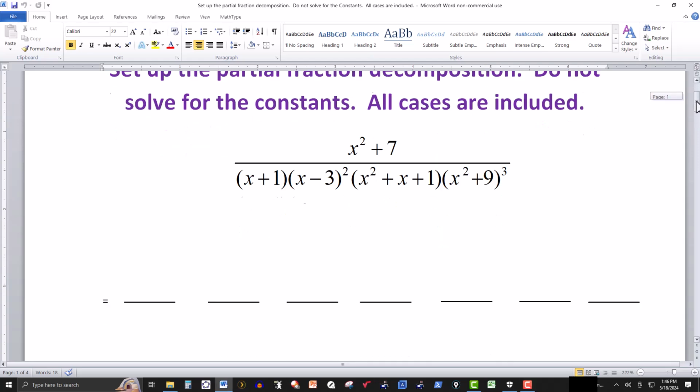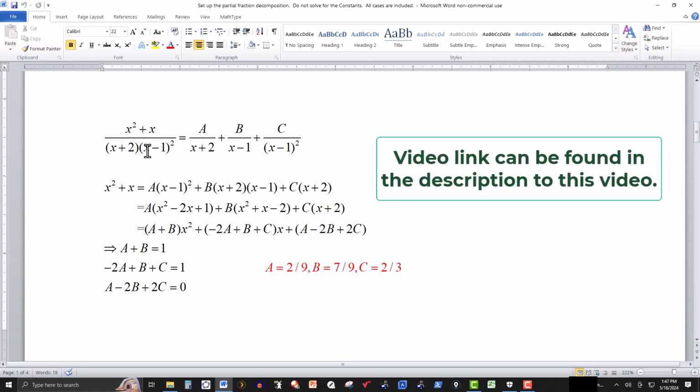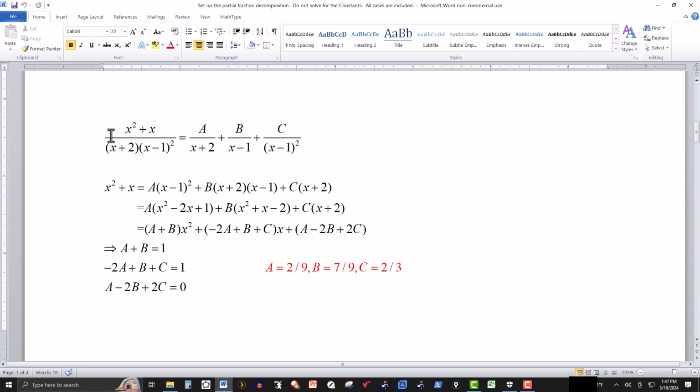I do want to look at a more basic example here that I did in a video earlier, and I'll link that video in the description. Just to remind you, when you work this type of problem, it needs to be in proper form. So the degree of the numerator has to be less than the degree of the denominator. That's satisfied here. The degree of the numerator is 2 because you have an x squared.